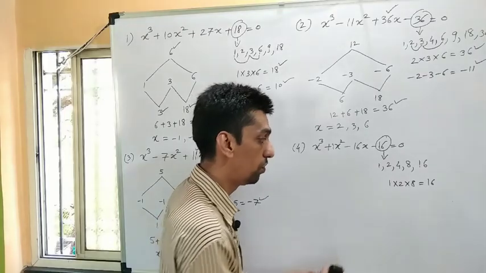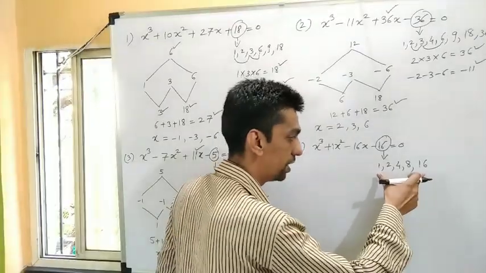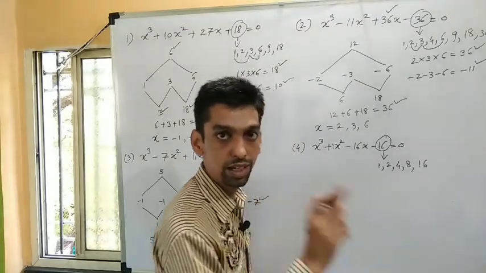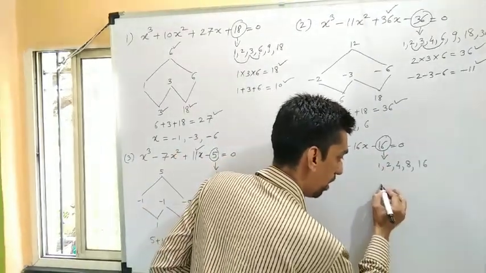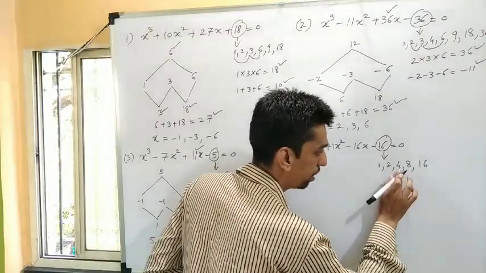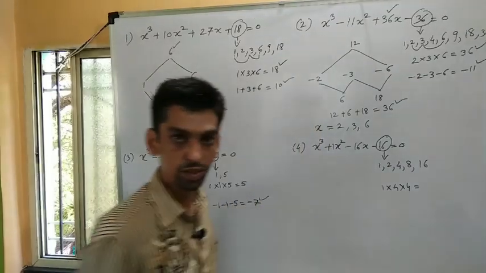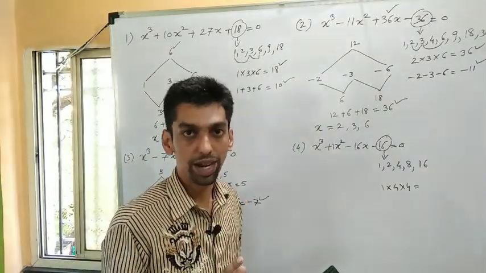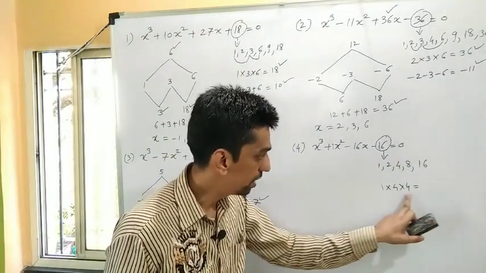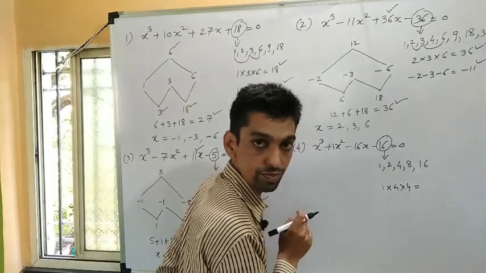So in that case, what we will do, we will repeat one of the factors in such a way that the multiplication will be 16. So I'm taking 1 and I'm repeating 4 here. I'm taking 4 two times here. So for that type of situation, we have to repeat one factor, but in such a way that its multiplication must be 16. So I'm repeating 4 here.